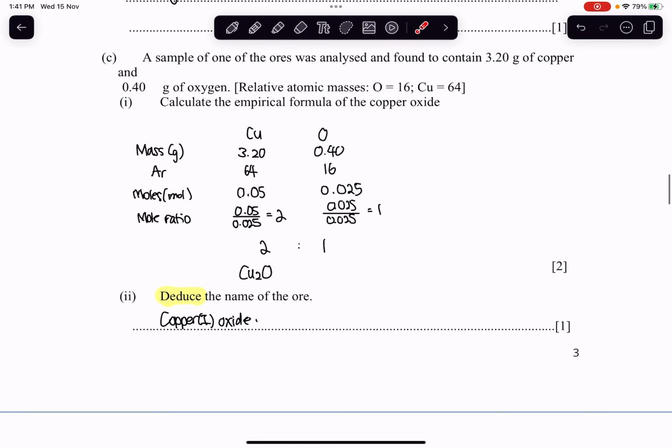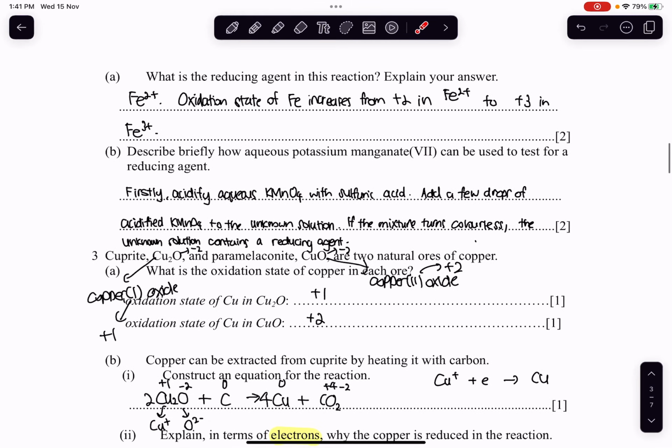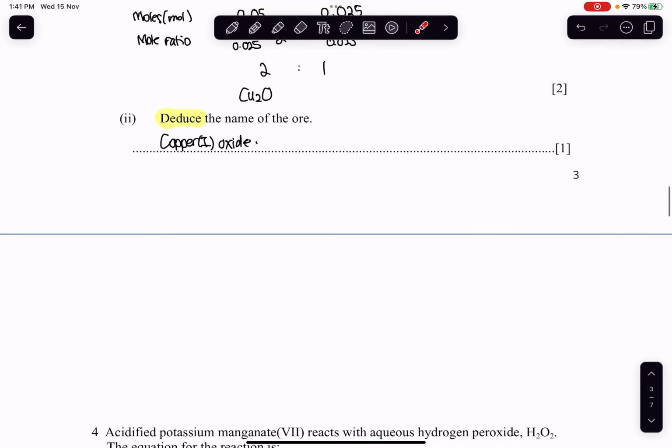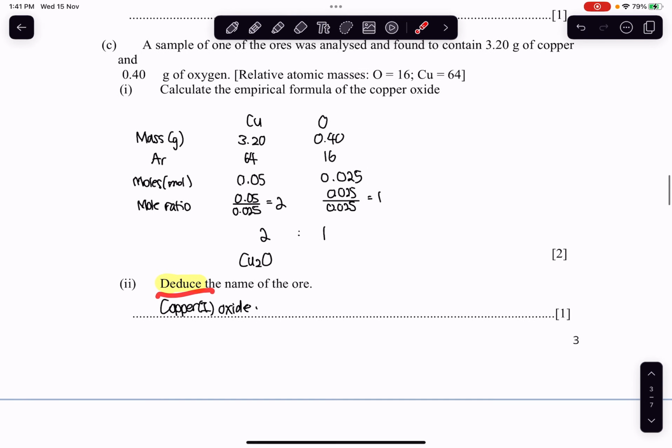Okay, and deduce the name of this ore. Some of you will have written cuprite. But since they say deduce, they are probably asking you for the actual name. Don't worry, in O level it will be very specific whether they want you to identify the trade name of the ore or the chemical name. So in this case it has to be copper(I) oxide.